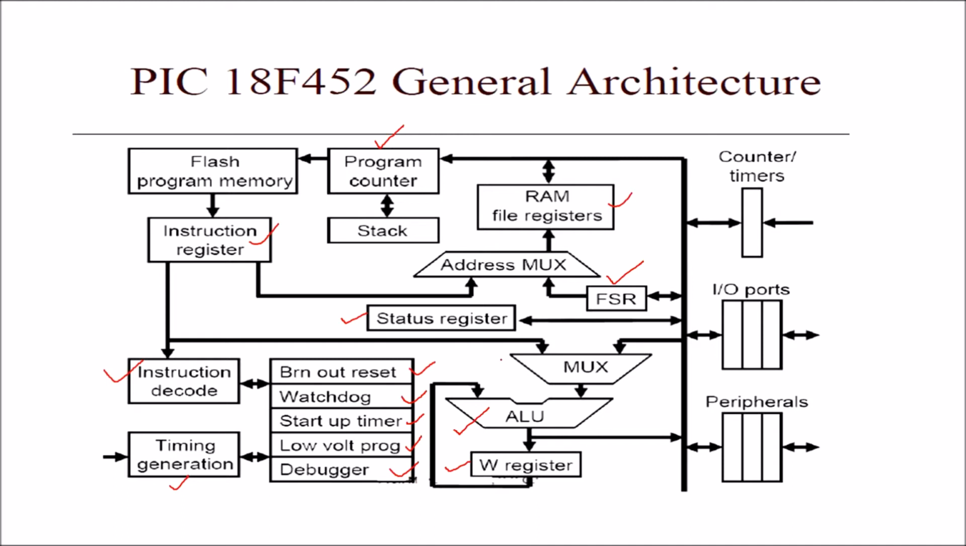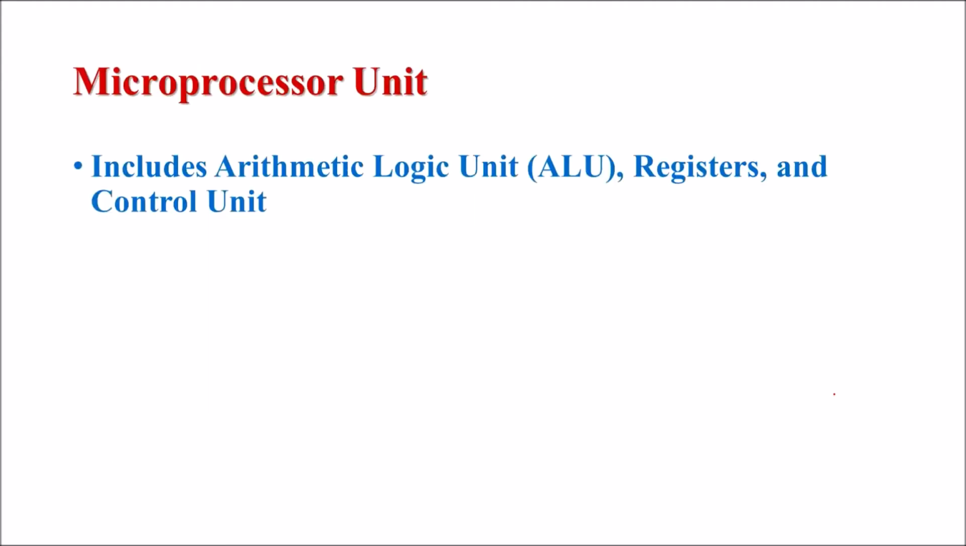Here you can see the mux block, which will select the data from these internal buses, and that will be given to the ALU. Then there are counters and timers, IO ports, and a number of peripherals are also available. So this is the general block diagram of this PIC microcontroller family. We'll just go through each block.